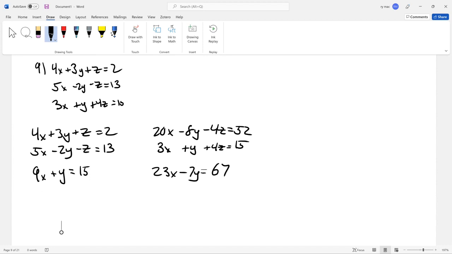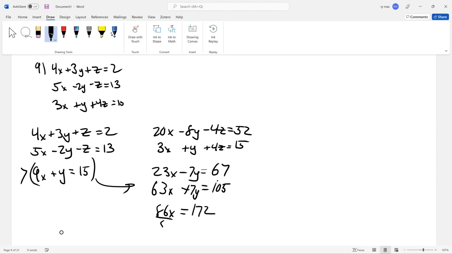So now to combine these 2 equations, I'm going to multiply the first one that I found by 7 so that my y's cancel. So I'll multiply by 7, and I'm going to put it right below it. So I get 63x plus 7y is equal to 105. And then adding down, I get 86x. My y's cancel, and it is equal to 172. Dividing by 86 on both sides, I get that x is equal to 2.